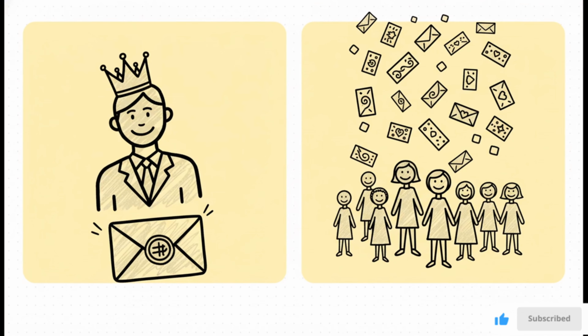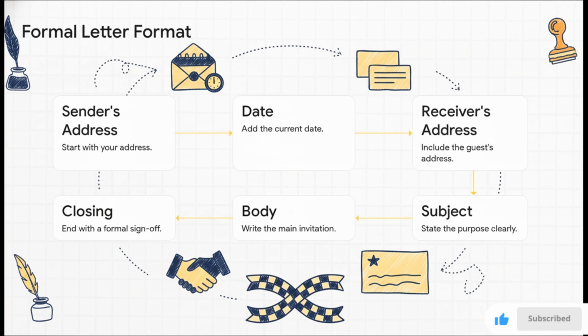Okay, so even inside the formal world, it's not a one-size-fits-all deal. You've basically got two main paths. If you're inviting a single really important person, like a chief guest to an event, you're going to go with a formal letter. But if you're inviting a whole bunch of people, like for a wedding, the traditional card format is the way to go. Now, a formal letter might look a little intimidating, but it follows a really clear logical structure. You just move through these 6 steps right in this order. If you follow this recipe, you can be sure you've included everything you need in a super respectful way.